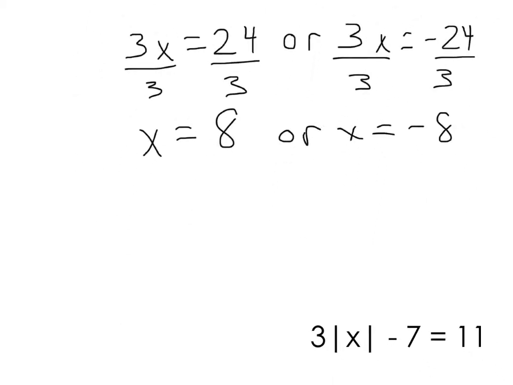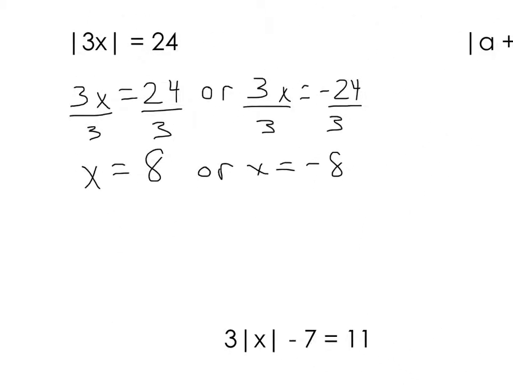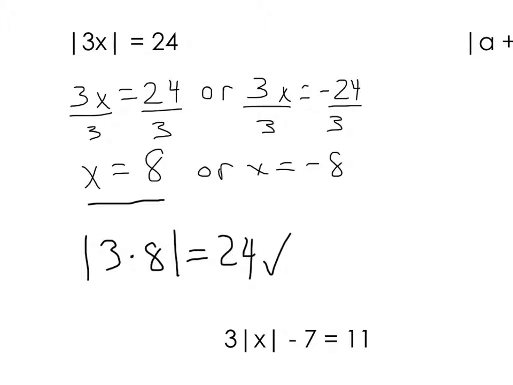We can always check our answers by substituting them into the original problem. X equals 8, substitute into the original problem. You have the absolute value of 3 times 8. Does that equal 24? Yes, it does. That's fine. 24, the absolute value is 24, and that does equal 24.